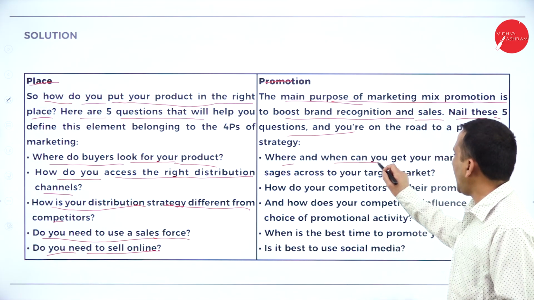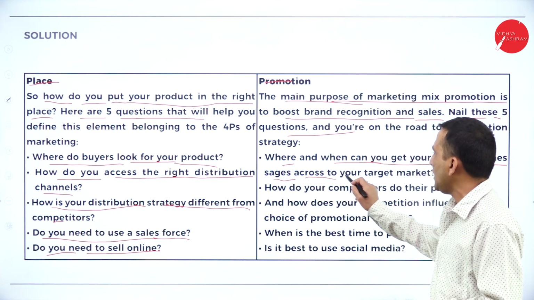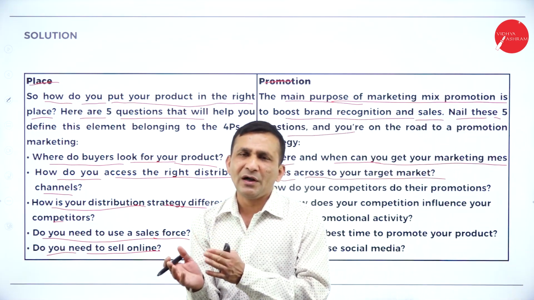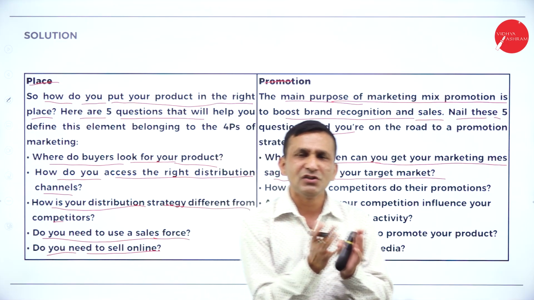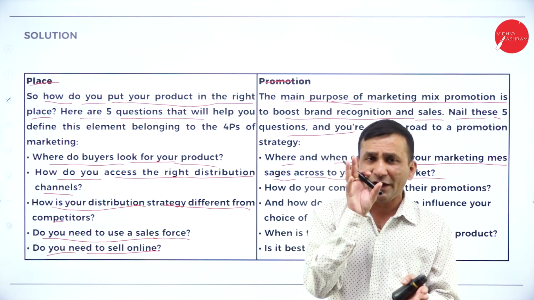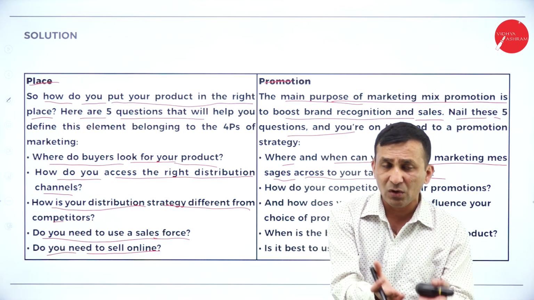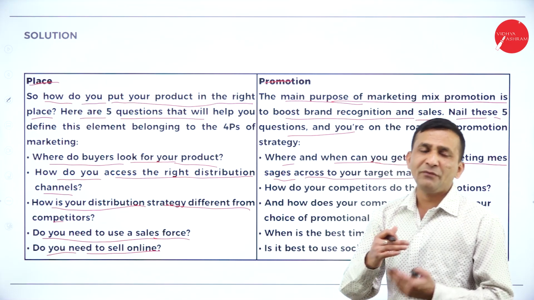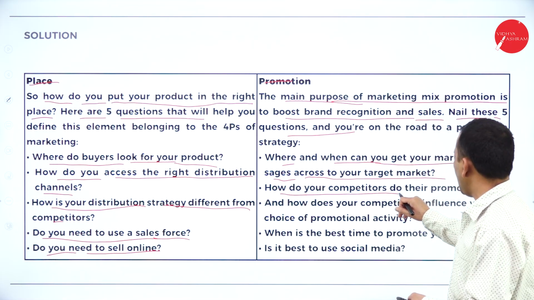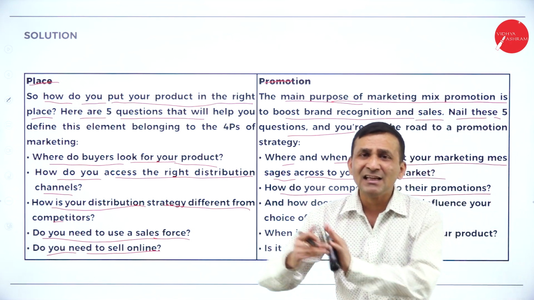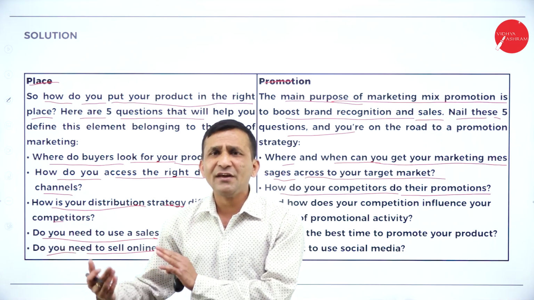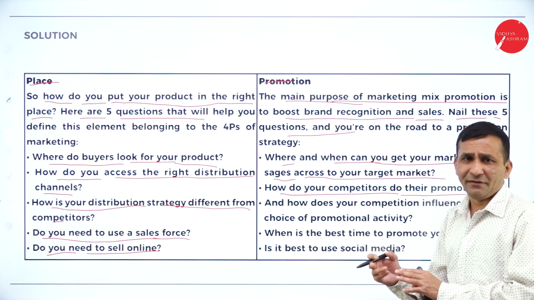Where and when can you get your marketing message across to your target market, whom you focus on? There are different products based on demography, geography and behavior. So you have studied that this specific product is offered when you are creating awareness, when you are expecting a sale. So before that, you start creating awareness. How do your competitors do their promotion? Again, the competitors are offering a similar product, so I want to refer to how they are doing promotional activity.